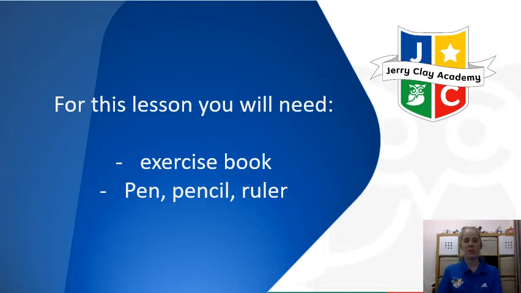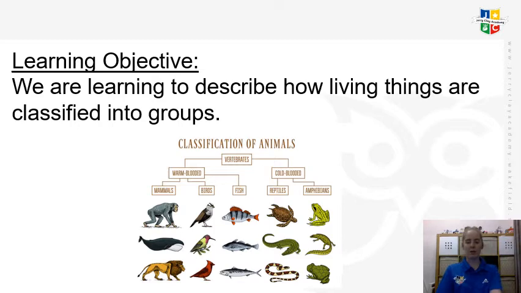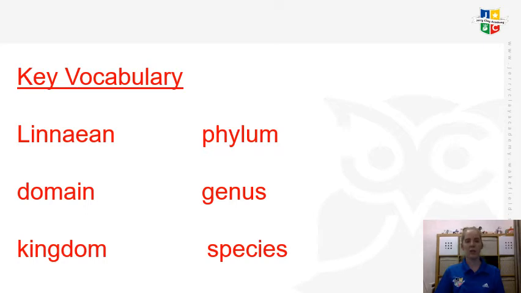For this lesson you are going to need your exercise book and a pen, pencil and a ruler. Our learning objective for today is to describe how living things are classified into groups. Some of the key vocabulary that we may come across in today's lesson are Linnaean, domain, kingdom, phylum, genus and species, and we'll cover these as we go through the lesson.